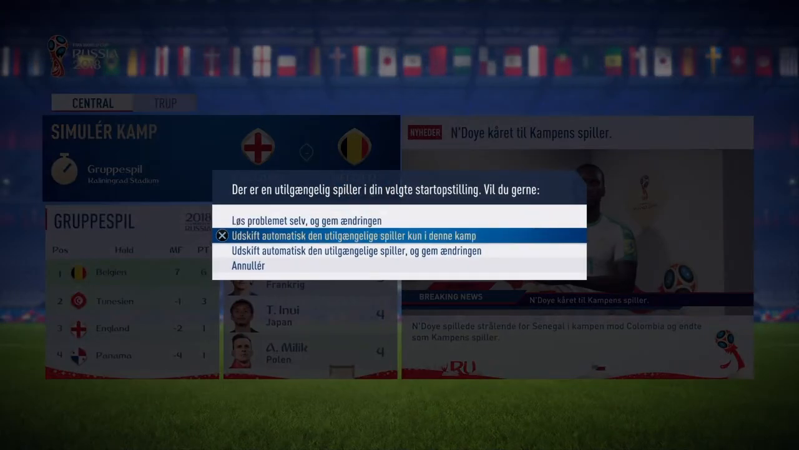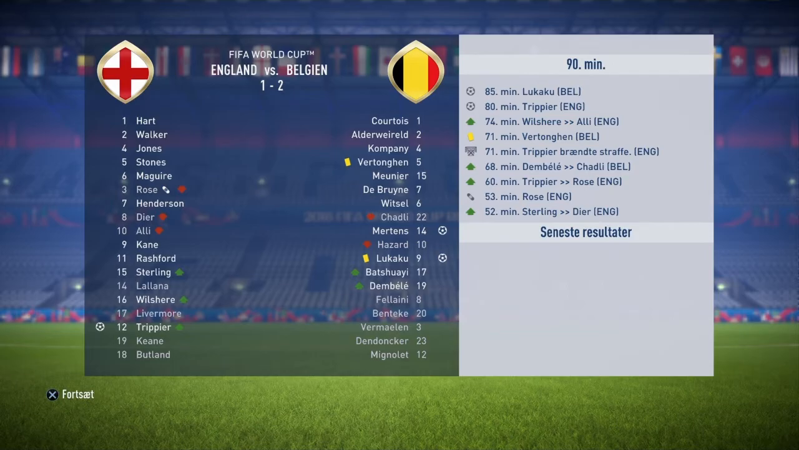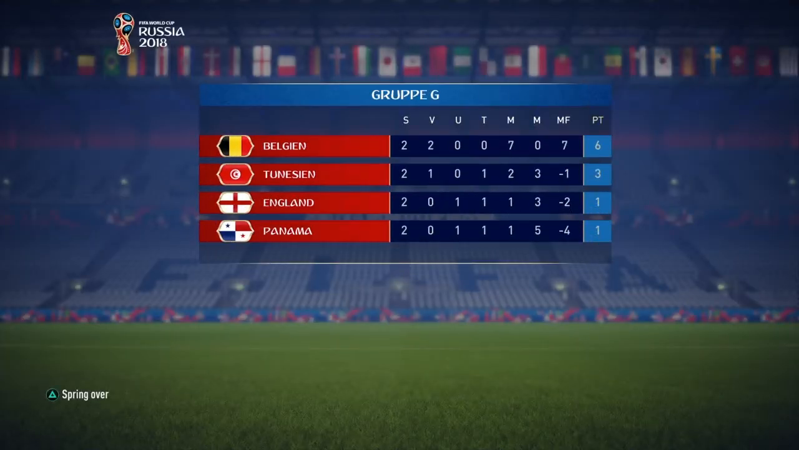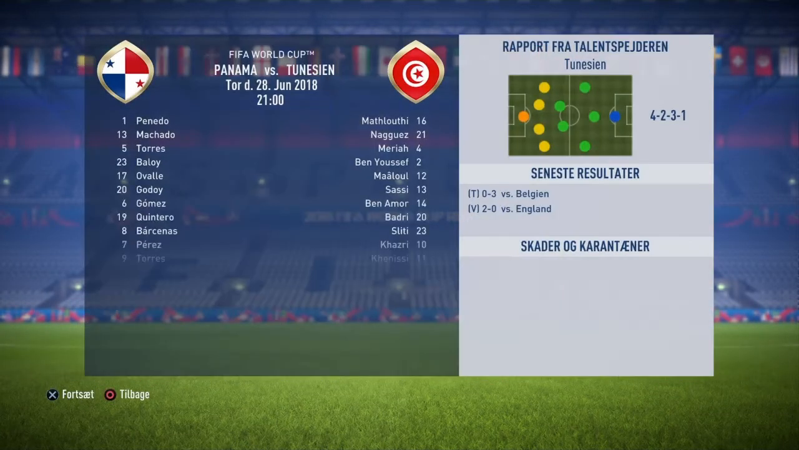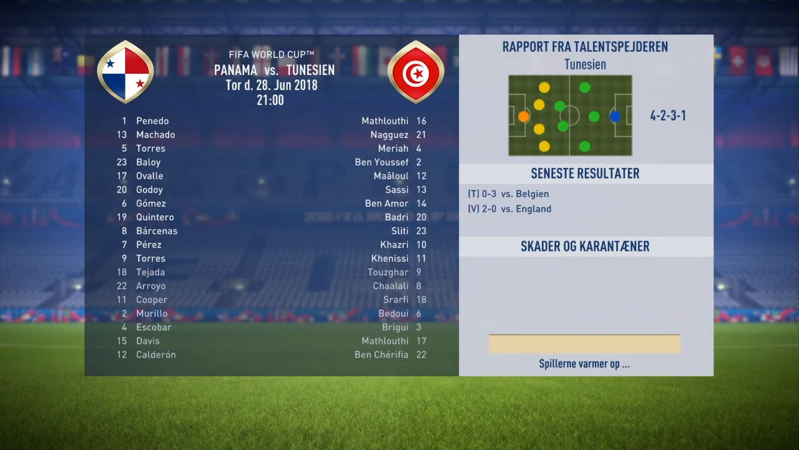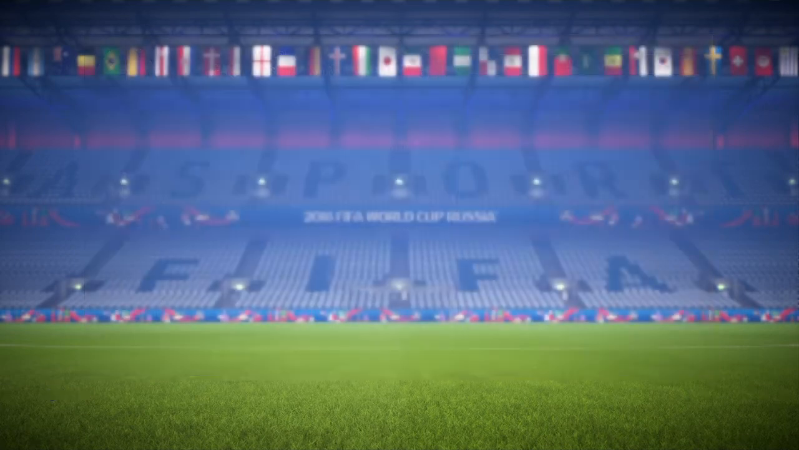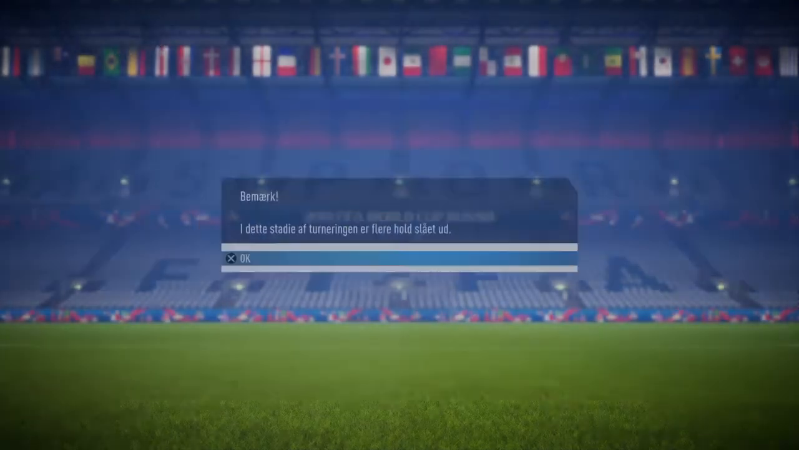This is still a group game between England and Belgium, and it ends in a 2-1 victory to Belgium, and that means that England will be going out of the World Cup at the group stage, and Tunisia will probably, if Panama wins this game, go through from the group stage. This game is weird as hell. Tunisia win 1-0 and they go through with Belgium on top.